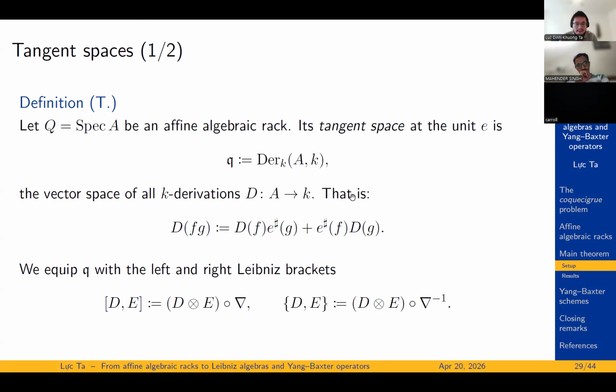So looking at this vector space, I'm going to call it math frac Q. That's inspired by the fact that if you have a Lie algebra of an affine algebraic group or a Lie group, then you notate it by math frac G. So I'm going to put math frac Q with these two brackets here. This is going to be a left Leibniz bracket, and this is going to be a right Leibniz bracket. As a reminder, Nabla here is the k-algebra homomorphism that's induced by your rack multiplication triangle, and similarly for Nabla inverse here.